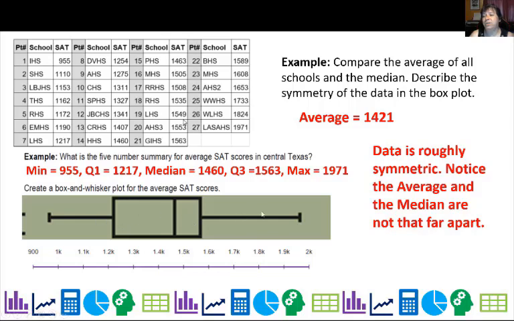If I wanted to say what the shape of the data is, personally, I like to have a histogram and a box and whisker plot. The box and whisker really helps me with symmetry. The histogram also helps me with the symmetry and with looking for gaps and things like that. So the data is roughly symmetric. Notice the average and the median, remember that's also known as the mean, are not that far apart. So you can say, oh, well, that's kind of tight there, but it's roughly symmetric, okay?